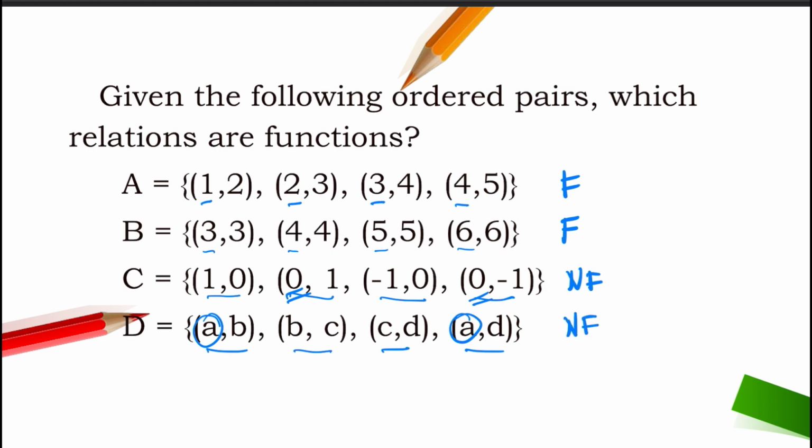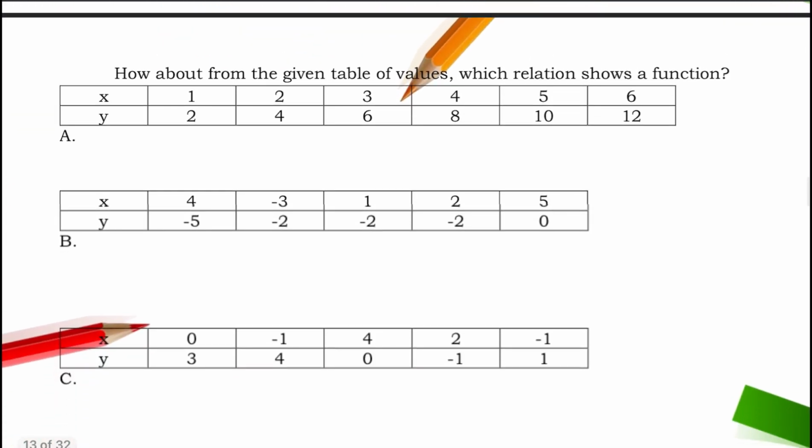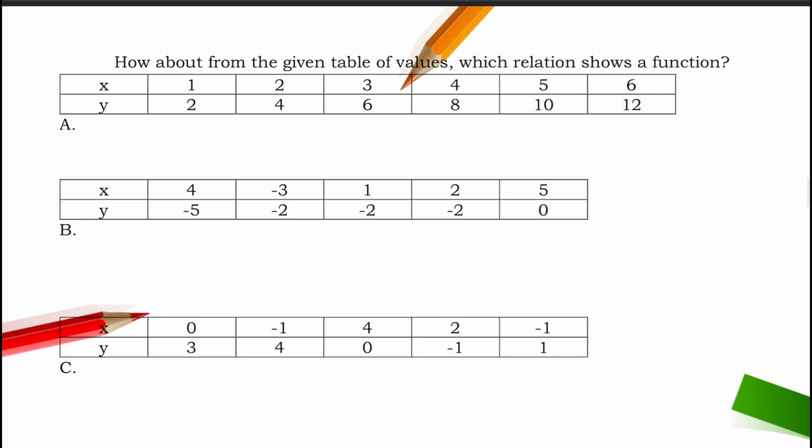Okay? So in general, for you to determine if the given ordered pairs or relation is really a function, just observe the first elements. Make sure that none of them is repeated or appears more than once. Next, what if the given is a table of values?